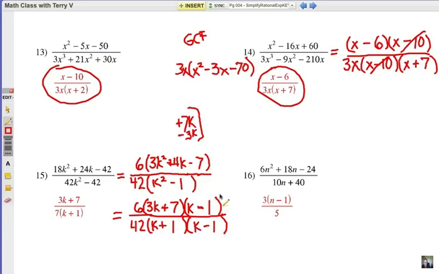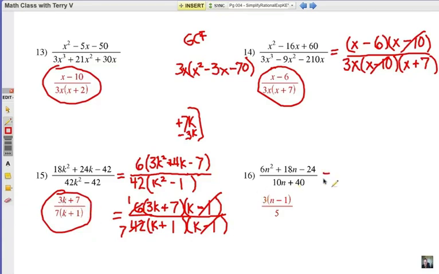Alright, well, let's do some canceling here. That k minus 1 binomial, that k minus 1 binomial, I can divide a 6 factor out of each of those, which leaves a 1 on the top and a 7 on the bottom. Now I put it all back together again. There's my final answer. Notice I don't really need parentheses on the binomial on the top.